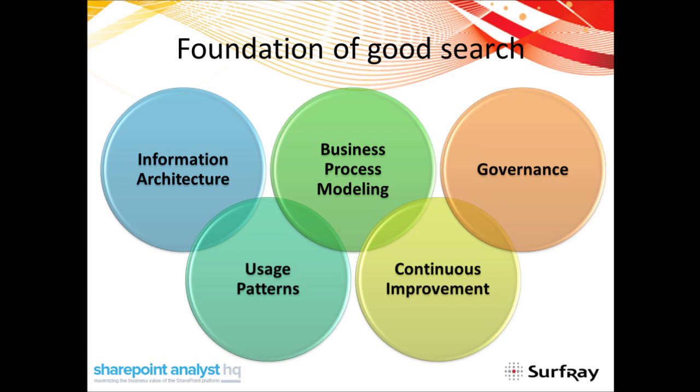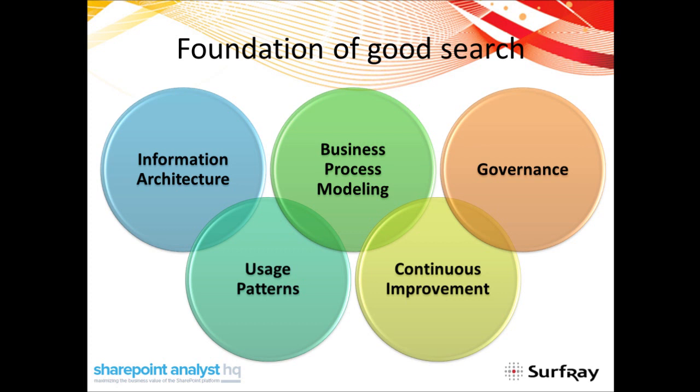And really it falls down to these 5 basic things. Your information architecture is going to provide the context to your users to be able to expose relevant search results. Your usage patterns are going to help you understand maybe your architecture requirements and how users look for information and their expectations. Business process modeling is going to allow you to determine how, why, and when people look for information.